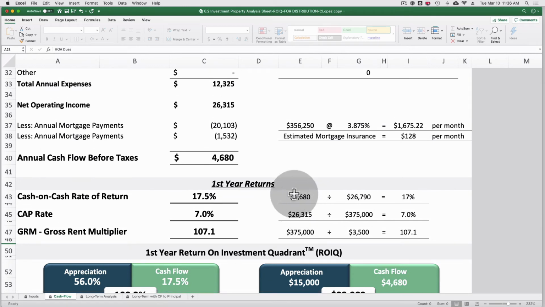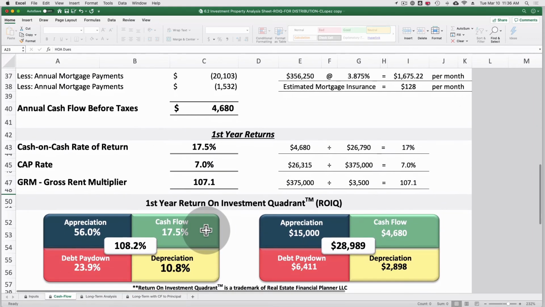Our cap rate, we're getting $26,000 net operating income. If we paid cash for the property, $375,000, that's a 7% cap rate. Very reasonable, good transaction. Our gross rent multiplier, $375,000 purchase price divided by $3,500 rents. That's a 107 GRM. The lower your GRM, the better, generally.